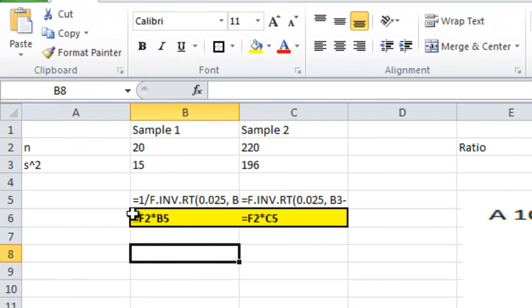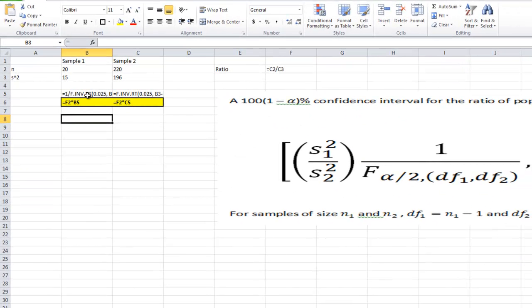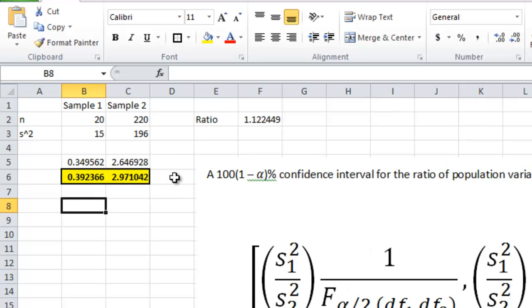If we hit this, we can see how I'm getting it. I'm taking this basic ratio of the sample variances, and I'm multiplying it times the appropriate F value from the F table. I'm using the functions that come with Excel, so F inverse right tail. The first one is the inverse of that, so 1 over that, and then the second one is just the F inverse right tail, the probability, and then the correct degrees of freedom. So that's one way you can do it.